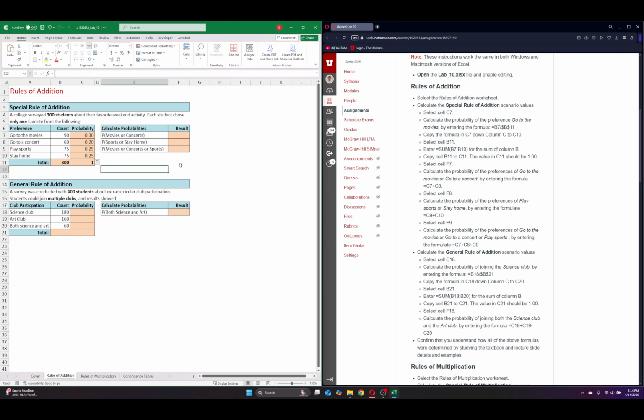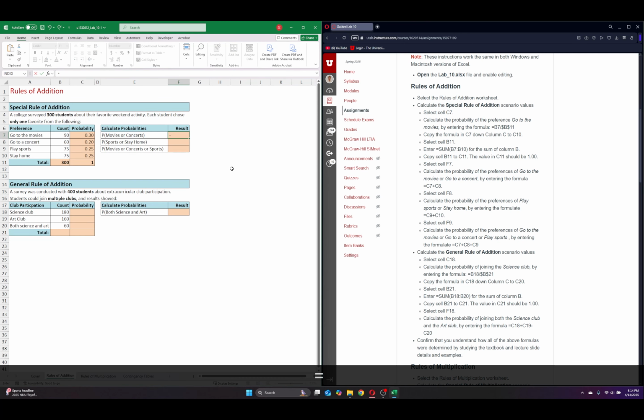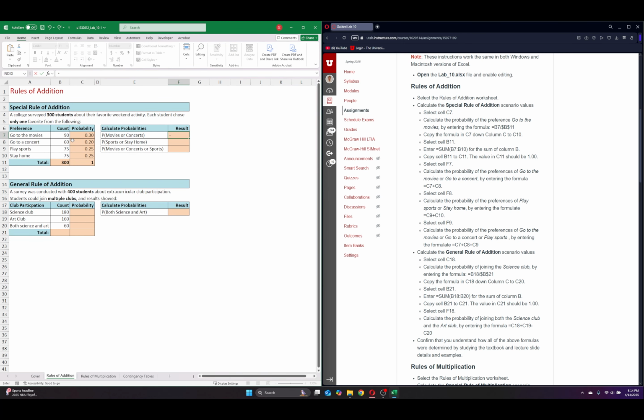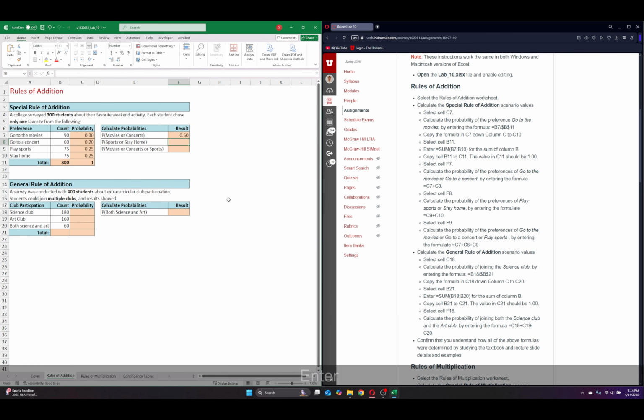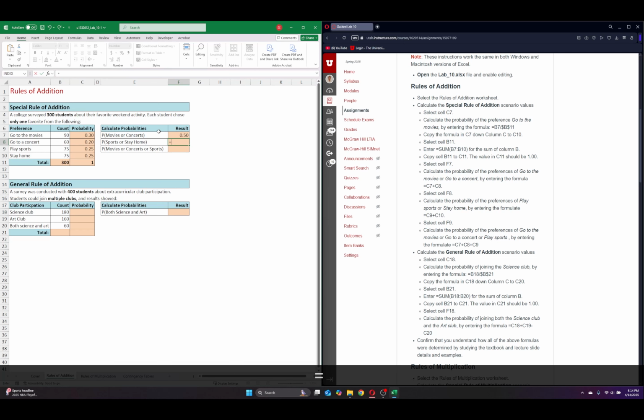Okay. Next step, we want to calculate the probabilities of students liking movies or concerts, sports or stay home, movies or sports, or movies, concerts, or sports. For the result of this, we just want to do a formula. With an equal sign, movies or concerts, so let's select movies plus concerts. That'll give us our probability that half of the students would like to go to the movies or go to a concert. Next is sports or stay at home.